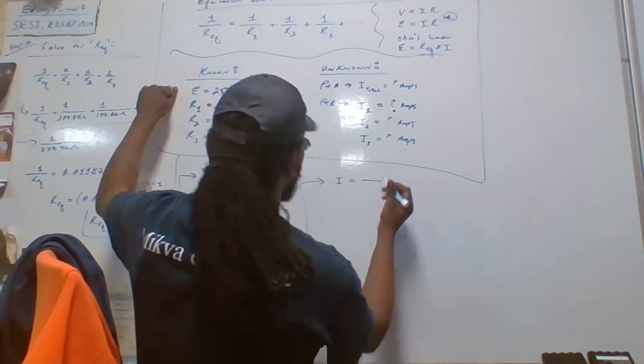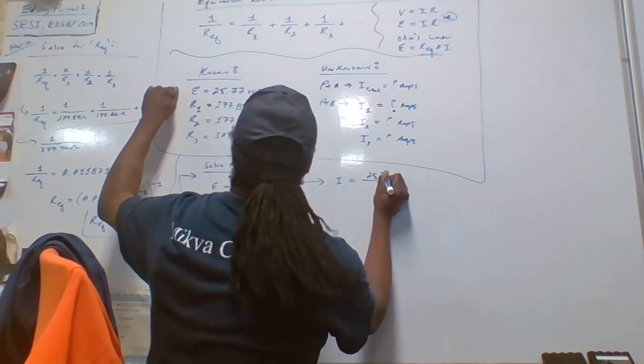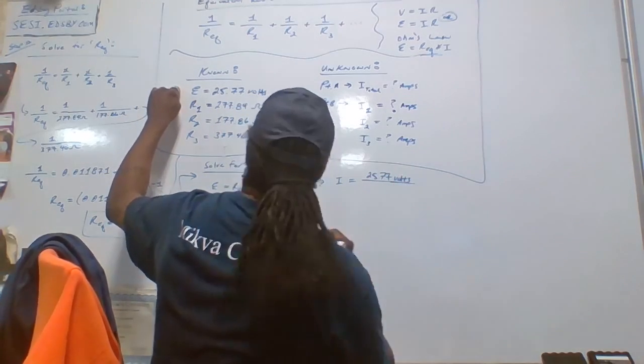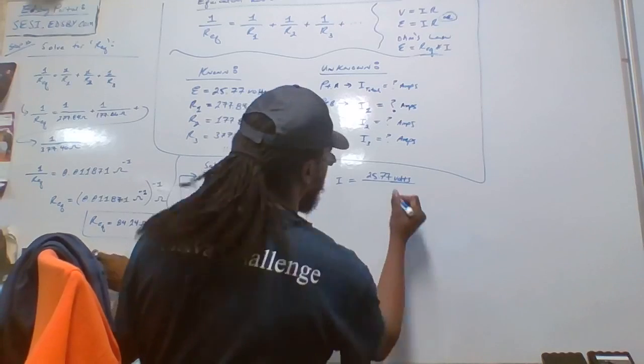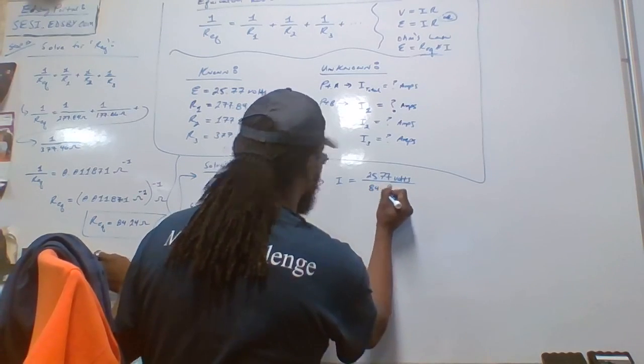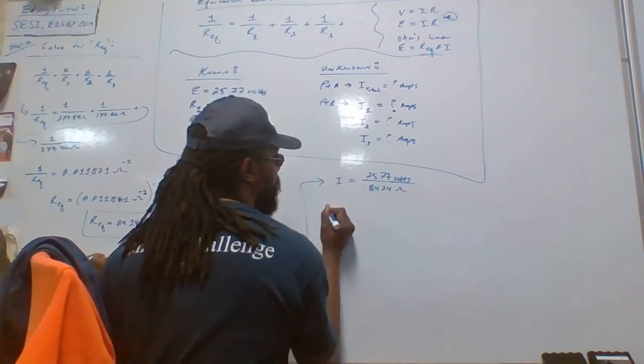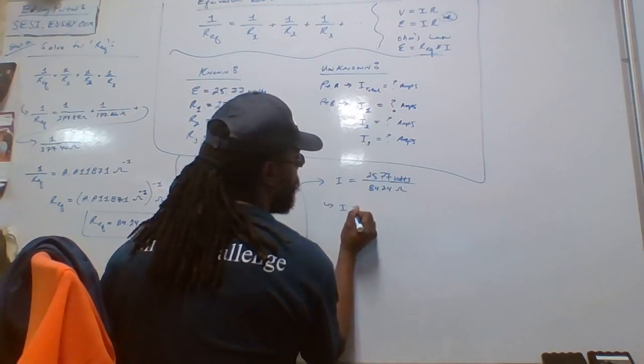We know our electromotive force is 25.77 volts, right? And then what was our REQ? Well, we calculated that over here, and that's 84.24 ohms. That gives us a yield of what?